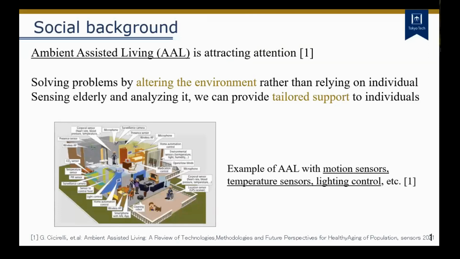So let's begin with the social background. There is growing interest in the approach known as ambient assisted living (AAL). AAL focuses on solving problems by altering the environment rather than relying on individuals. This approach is significant for the elderly because their physical function declines day by day, and it is challenging to modify their physical function. So support from the environment is necessary. By sensing the elderly and analyzing the data, we can provide tailored support to individuals.